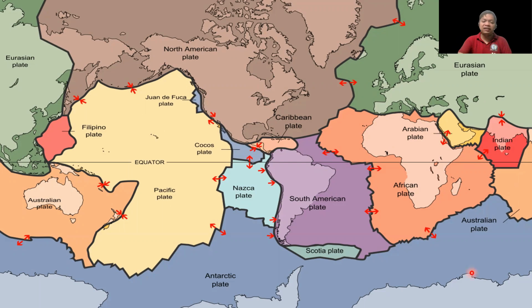How about this time, I will not be using my pointer anymore. How about still the North American plate and the Pacific plate? Okay, I will still use the pointer, the North American plate and the Pacific plate in this area. What type of plate boundary can you see there? All right, so the answer is a transform plate boundary, because the North American plate is moving downwards while the Pacific plate here is moving upwards. So they are sliding past each other.